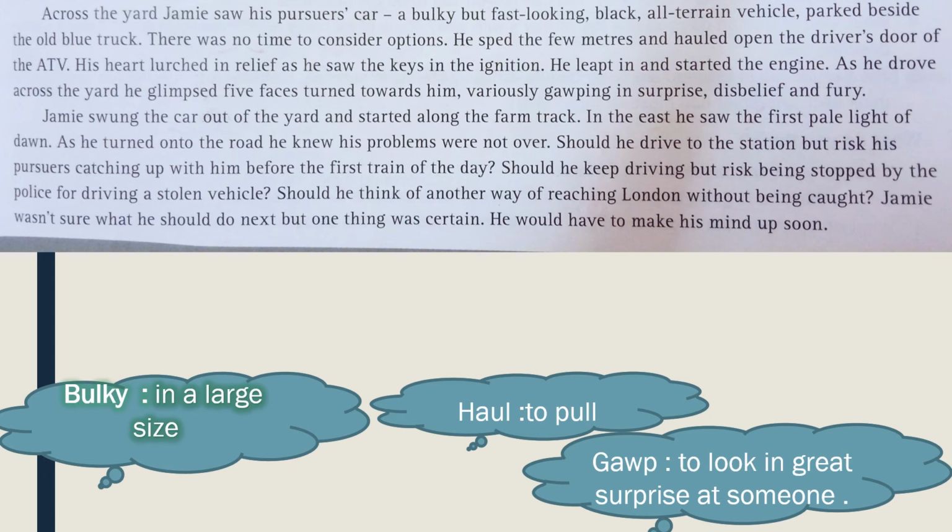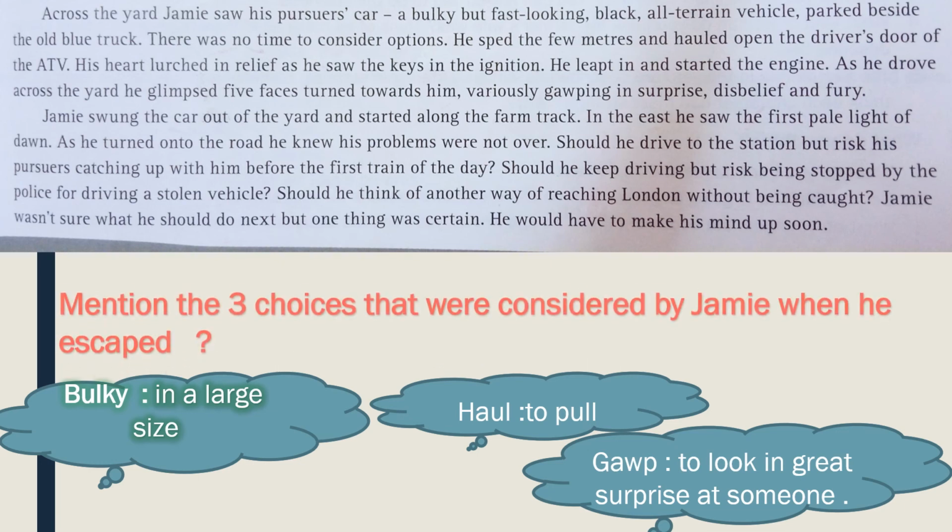Should he keep driving but risk being stopped by police for driving a stolen vehicle? Keep driving until the police stop him. The danger in this choice is that he might be caught by the police for driving a stolen vehicle, and they would accuse him of being a car thief. Should he think of another way of reaching London without being caught? Jamie wasn't sure what he should do. But one thing was certain, he would have to make up his mind soon.